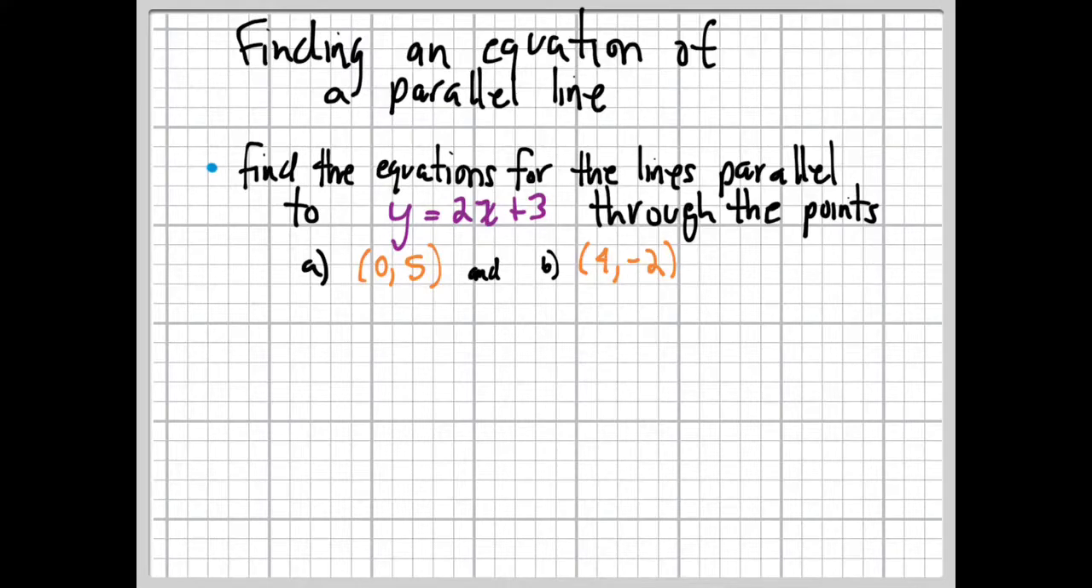So we're doing two problems here, okay? There's part A and part B, all right? So we'll start with part A. Now, when we're finding an equation for a new line, one that's parallel to this one and goes through that point, right?